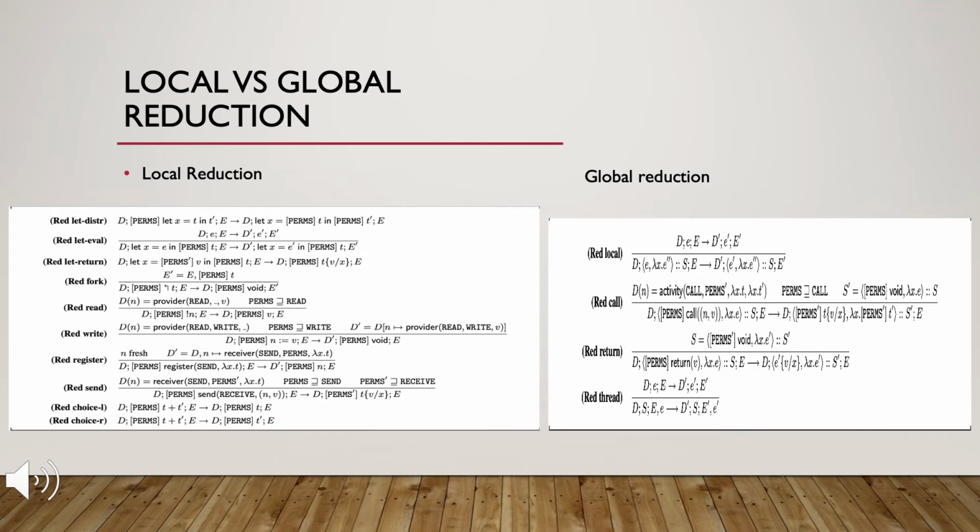Then we have even more in local reductions. We have send, choice, and choicer. Now, if we go over the global reduction, we have a simpler but also imperative part of the reductions. We have local, call, return, and thread.